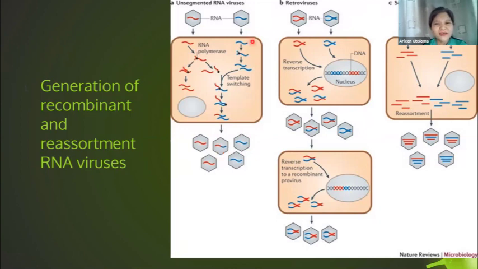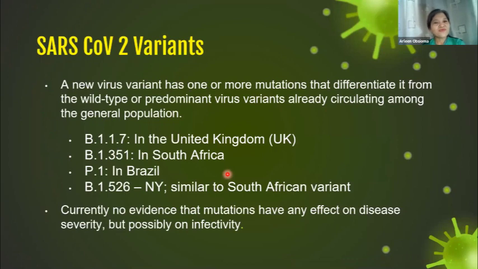So I think I will only discuss the others are for the different kinds of virus, but we will just focus on the non-segmented RNA virus. So SARS-CoV-2 variants is a new virus variant that has one or more mutations that differentiate it from the wild type or the predominant virus variants already circulating among the general population.